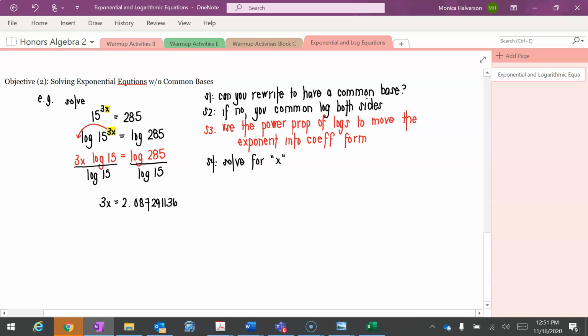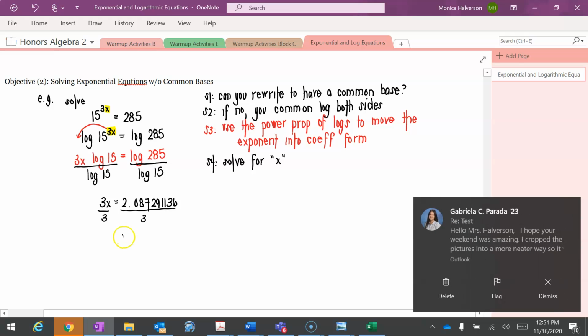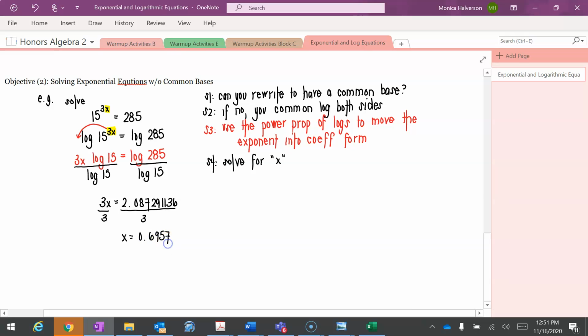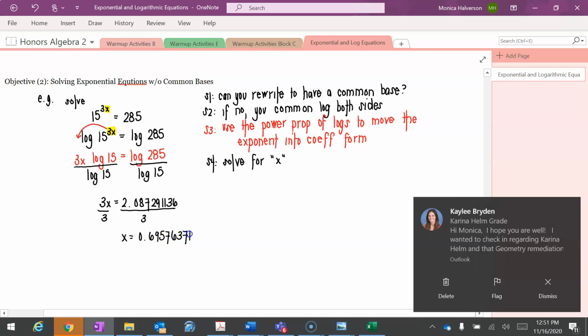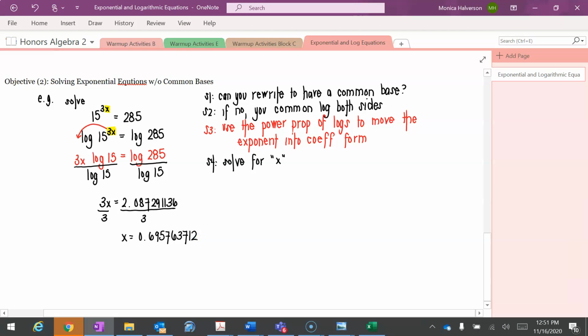And you're going to get 3x is equal to 2.087291136. And you don't want to round yet. You're going to round at the end. And then you're going to divide by 3. And you get x is equal to 0.695763712. Now, remember with logarithms, we need 4 decimal places. So you're going to round to the 4th decimal place, and your final answer will be 0.6958.